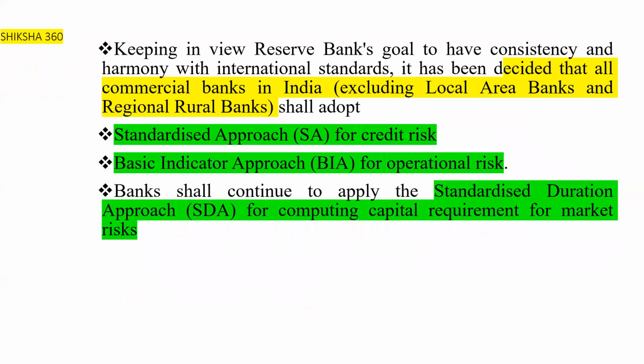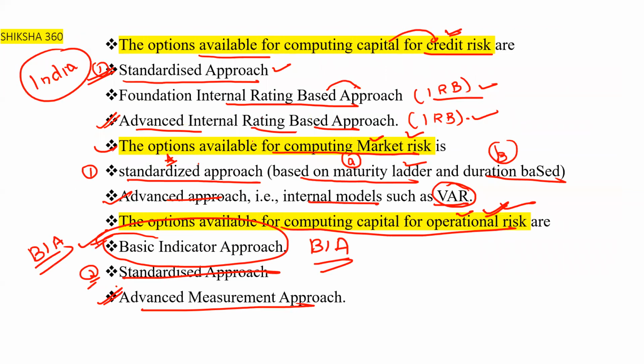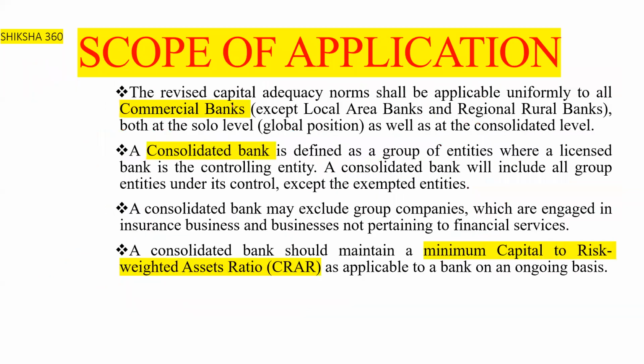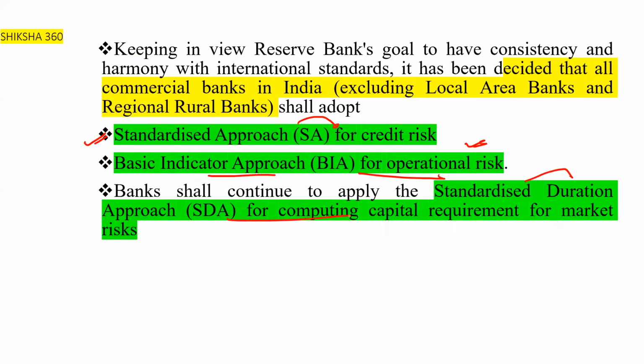We have already discussed it: the standardized approach for credit risk, the basic indicator approach for operational risk, and banks shall continue to apply the standardized duration approach. Here we have not discussed the standardized duration based approach for computing the capital requirement for market risk. These 3 points, given in green color, will help us score 1 mark in the examination.